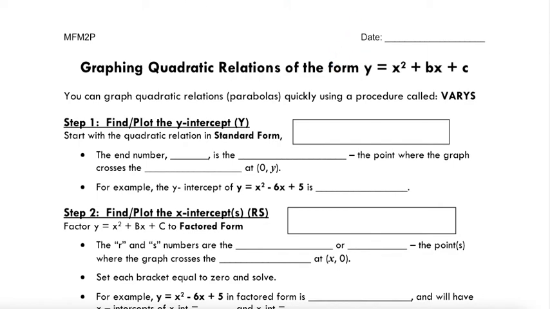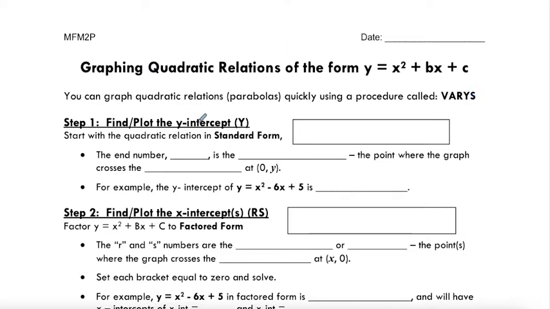Graphing quadratic relations of the form y equals x squared plus bx plus c. Sometimes this is called speed graphing. So we are graphing a quadratic relation without having to create a table of values. We can graph quadratic relations, or parabolas, quickly using a procedure called VARIES. VARIES is just an acronym that represents the different things that you're going to look for when you are trying to come up with your quick graph.